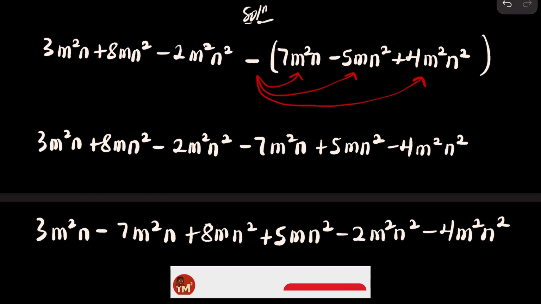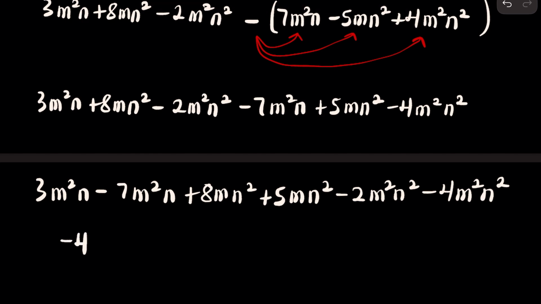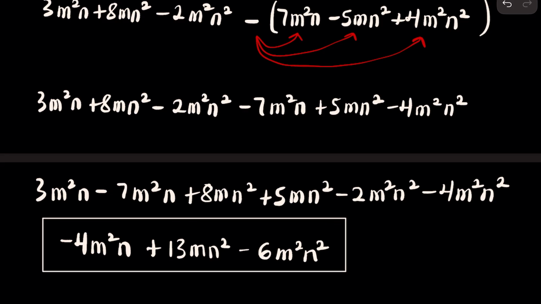And so we can add or subtract these like terms. So here we have 3 minus 7, that's going to give us minus 4. So that's minus 4m squared n. And we have 8 plus 5, so that's going to give us 13. So that's 13mn squared. Then here we have minus 2 minus 4, that's going to give us minus 6. So that's minus 6m squared n squared. So this is our simplified expression for the given example.